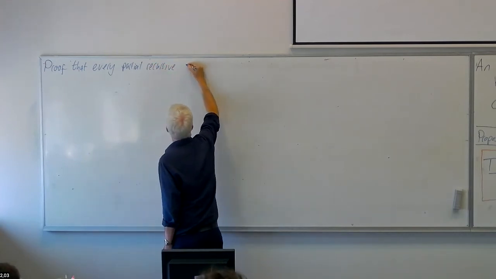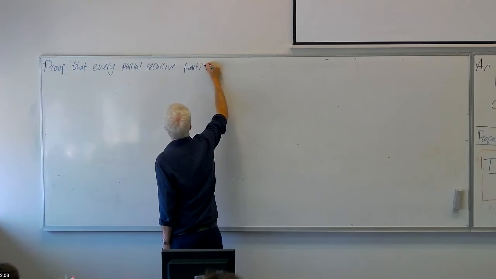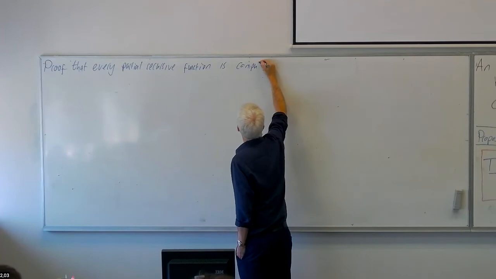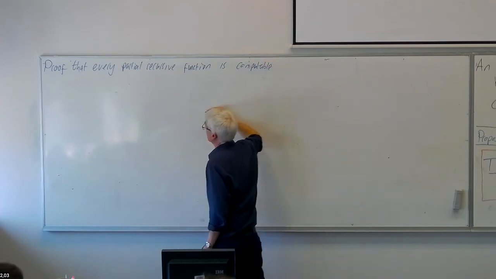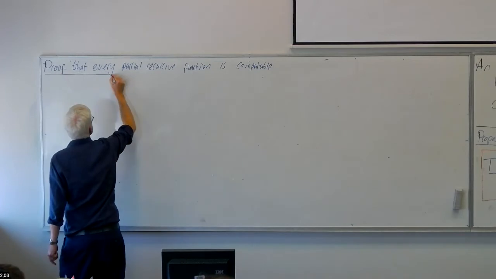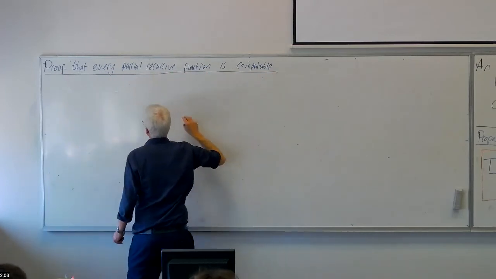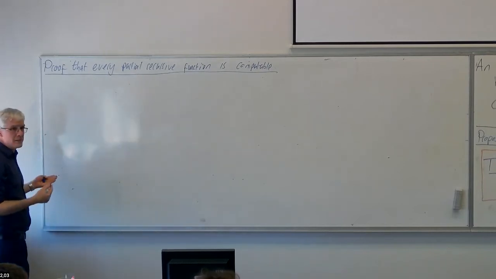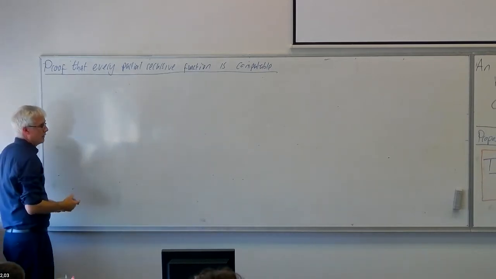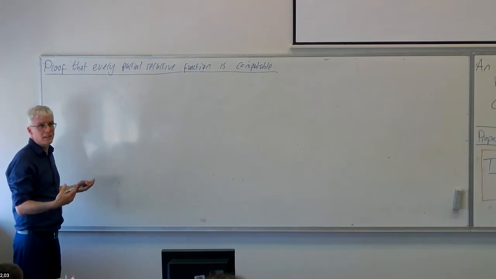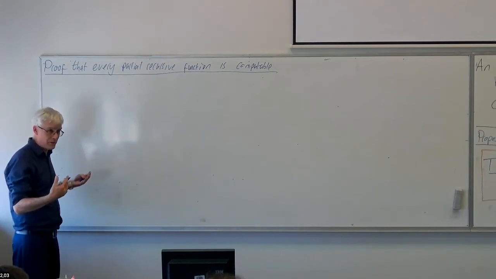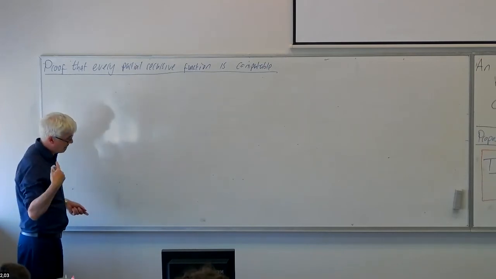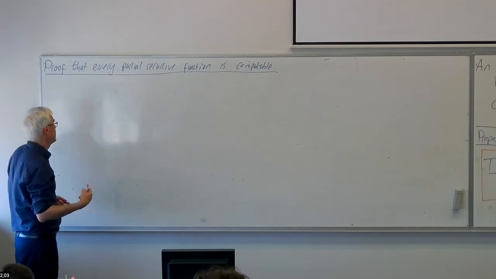Proves that every partial recursive function is computable by a Turing machine. So the fundamental idea is that partial recursive functions are the smallest class of partial functions containing the basic functions, closed under these three operations: composition, primitive recursion, and minimization.